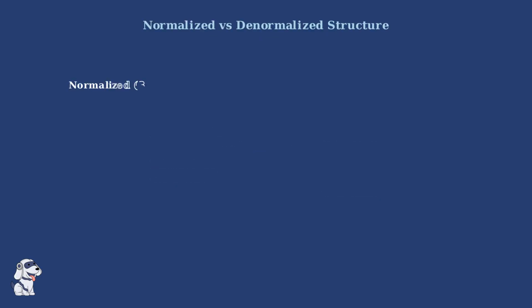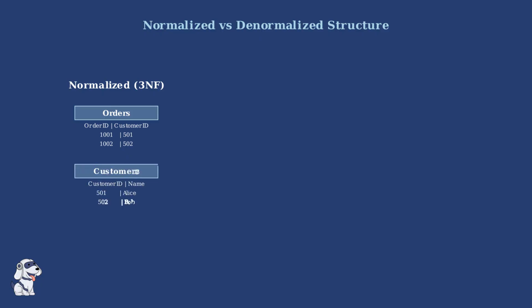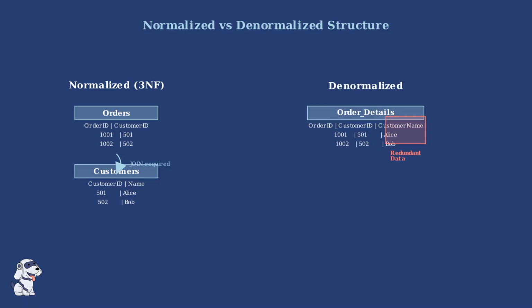Let's examine the structural differences between normalized and denormalized approaches. In a normalized database, we maintain separate tables with relationships, requiring joins to retrieve complete information. In contrast, a denormalized structure combines related data into a single table, introducing redundancy but eliminating the need for joins. Notice how customer names are now duplicated, but queries become much simpler and faster.